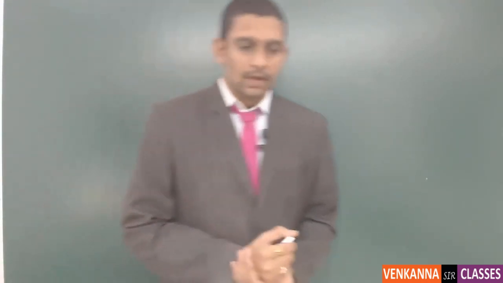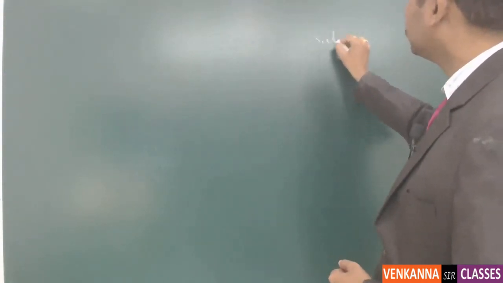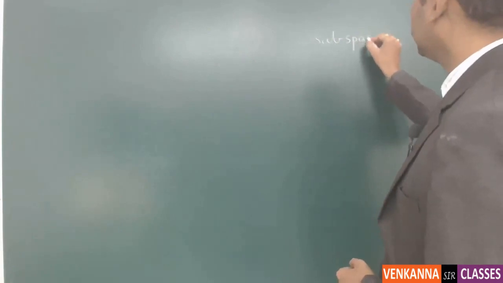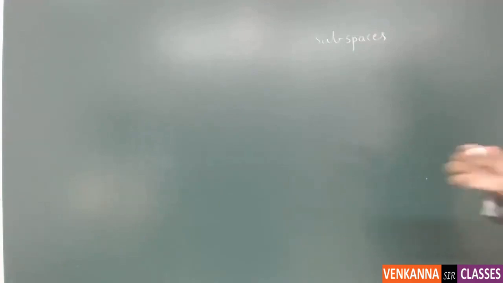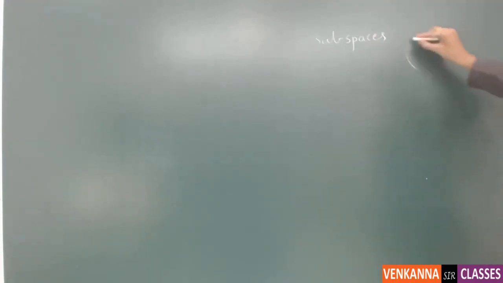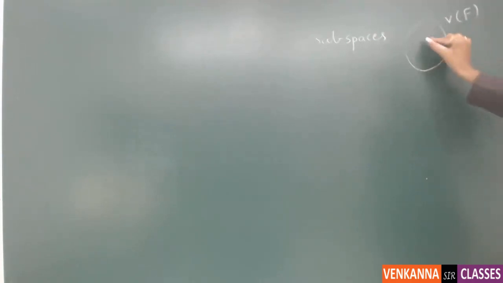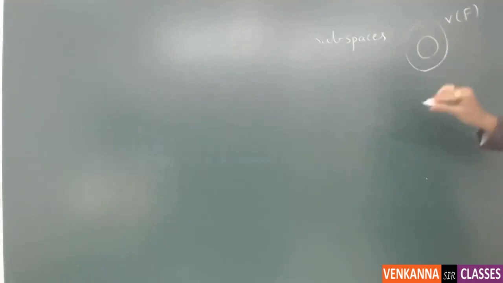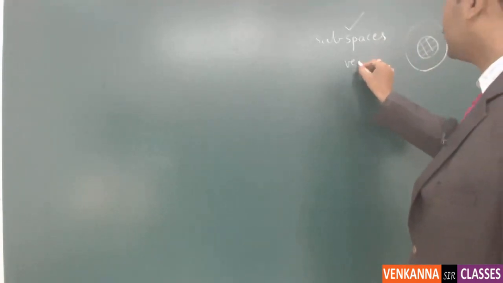Right. So earlier we have discussed about the subspaces. A subspace is nothing but, whenever you take a vector space V, if you take a subset in it, this subset we are calling it as subspace, where it is a subset of V and it itself becomes a vector space.